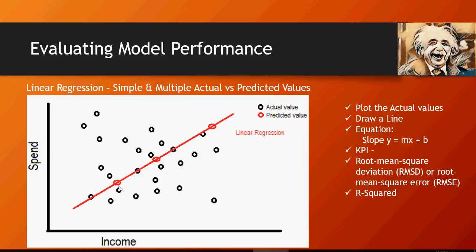Based on the data, even if the model remains the constant, the data can drive the values of root mean square deviation or error and R squared up and down. We will see these KPIs more in detail in the next video.